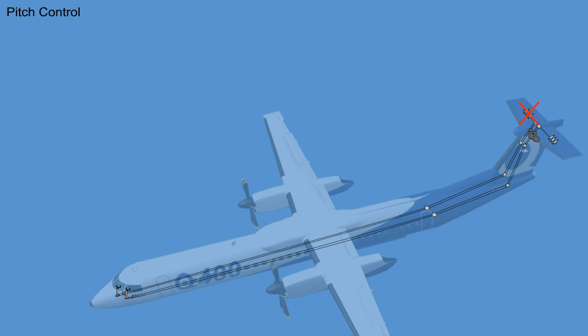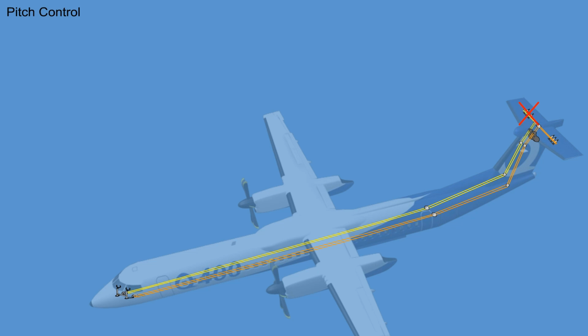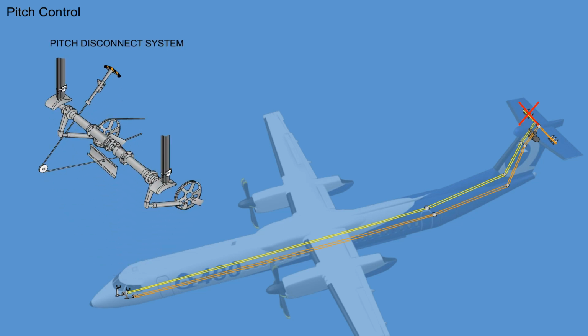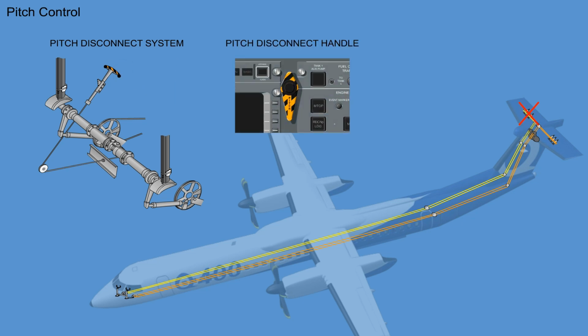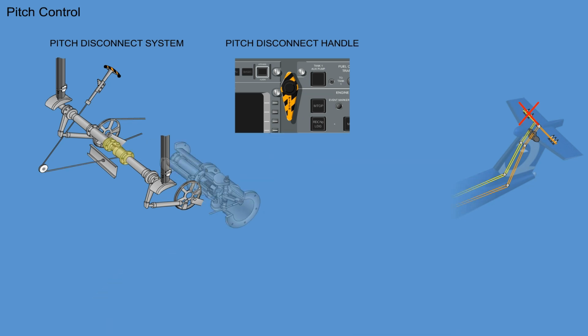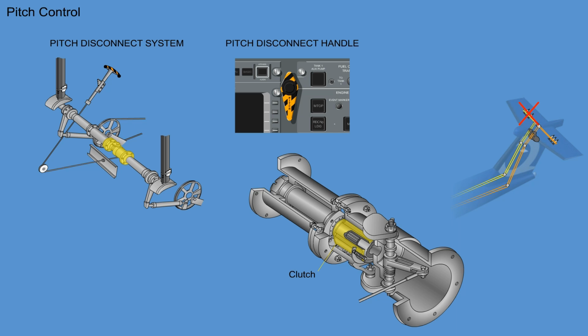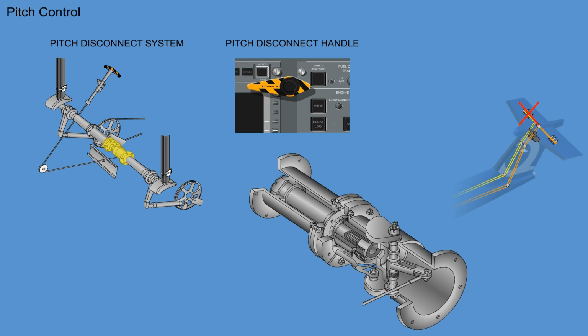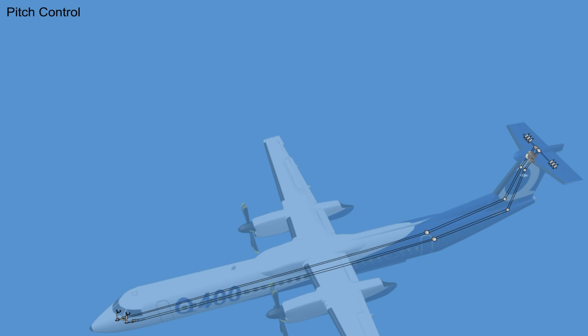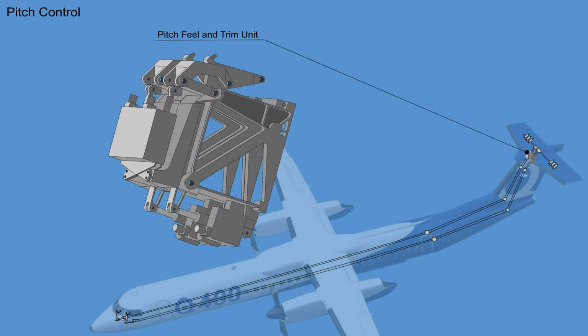In the event of a jammed elevator, the left and right systems can be separated by the pitch disconnect system. The system is controlled by a vertically mounted handle on the center console. In normal position, the clutch is engaged. A spring retains the clutch to the clutch plate to connect the pilot's and co-pilot's control columns positively. When the handle is pulled out and rotated 90 degrees, the clutch disengages and disconnects the two control columns. The pilot with the free control column will have pitch control. Artificial pitch feel is provided by pitch feel and trim units.